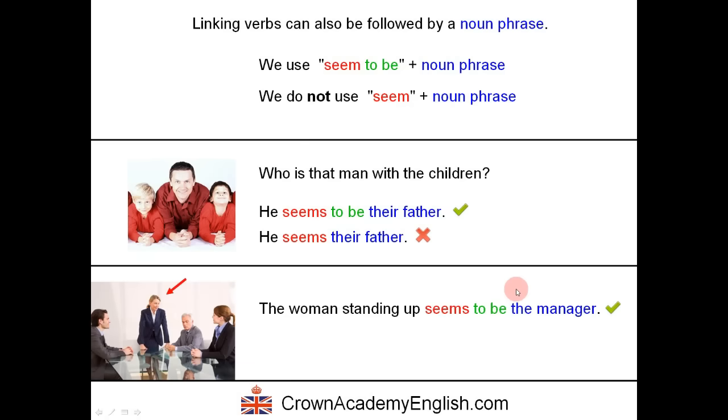Example 2. The woman standing up seems to be the manager. So the woman standing up, this woman, she seems to be the manager. So she seems to be the boss. So that is correct, but this is wrong. The woman standing up seems the manager. No, we must have to be in the middle here, when we're talking about a noun phrase. So when we use seem with a noun phrase as a linking verb, then we always have the words to be in the middle.